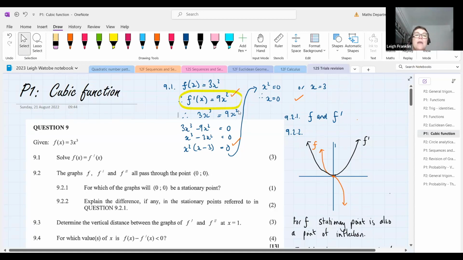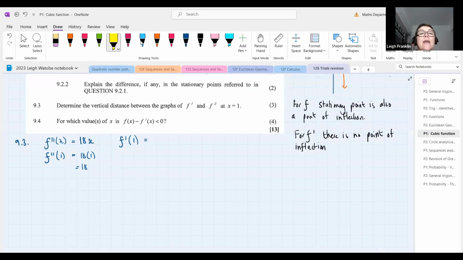Okay, so we've got f prime x up at the top here. So now again, if we sub in 1, we would have 9 times 1 squared, so that would give us 9. So now we can work out the difference. We would work out the vertical difference. Therefore, the vertical distance is going to be 18 minus 9, which gives us 9 units.